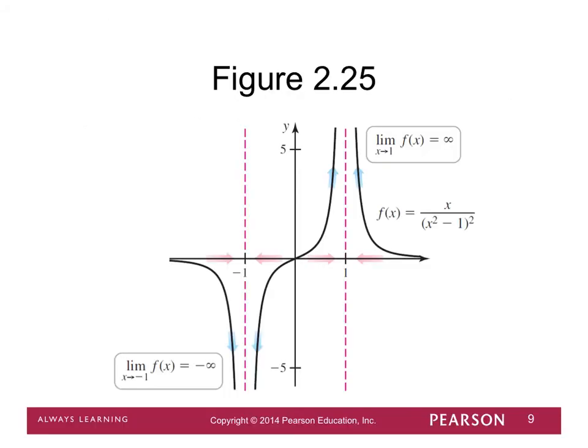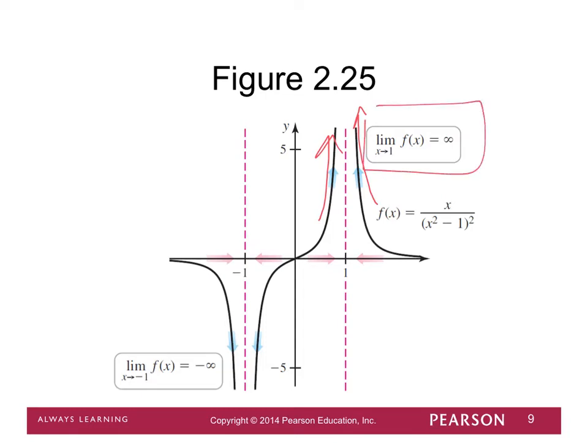If we look at the graph of x over the quantity x squared minus 1 squared, we see that as we approach 1, we are approaching positive infinity from both sides. We have to look at both the left and the right. So as we approach 1 from the left, we go to positive infinity, and as we approach 1 from the right, we go to positive infinity. So we say that the limit of f of x is, in fact, infinite.